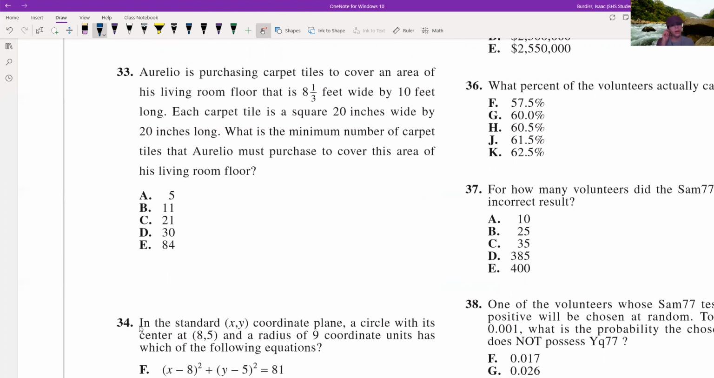Okay. This person is purchasing carpet tiles for an area of, I hate these ones, by the way, an area of his living room floor that is this wide and this long. Each carpet tile is 20 inches by 20 inches, but keep in mind that the other numbers that it told you were in feet. So you got to times it by 12 to get the inches. So this is 100 inches, and then this is 120 inches.